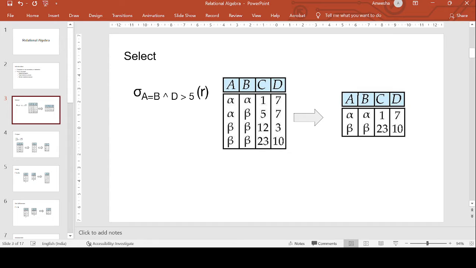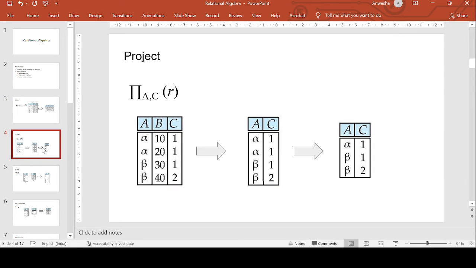Now go to the last row, the fourth row. A equals B, yes, and D is greater than 5, yes, because the value of D is 10. So the first row and fourth row will be fetched. The result will contain this first row and fourth row. So this is the select operation. In the select operation, you are fetching the tuples.